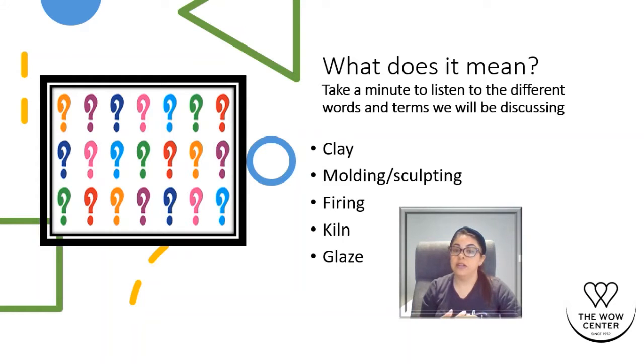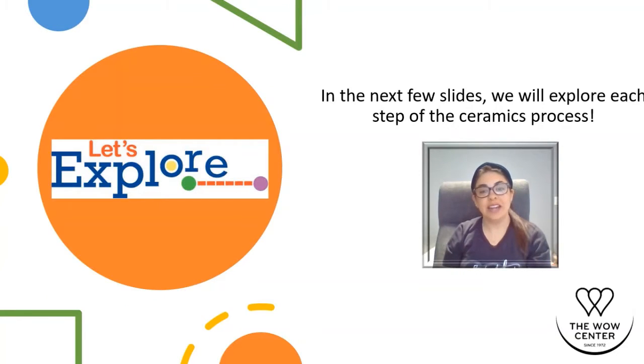Firing, which is the process where you heat the ceramic clay at a high temperature so that it can reach the point where it can no longer melt and it hardens the clay. The kiln, which is the industrial oven that we use to get to those high temperatures. And finally the glaze, which is the paint or the color that we give our finished product to give it a nice shine, a nice color, to make it aesthetically pleasing. In the next few slides, we're going to explore each step of the ceramics process.